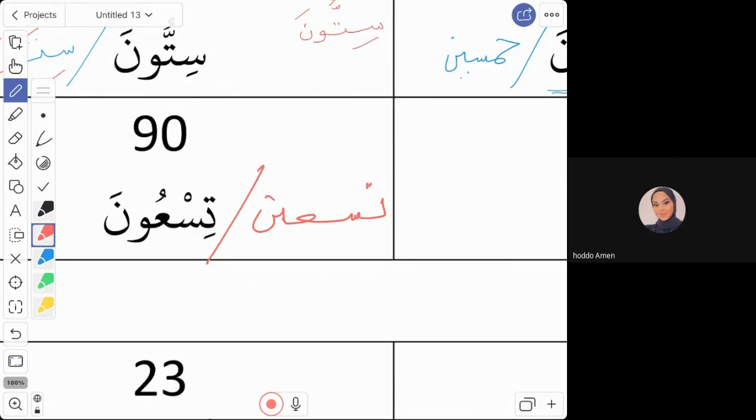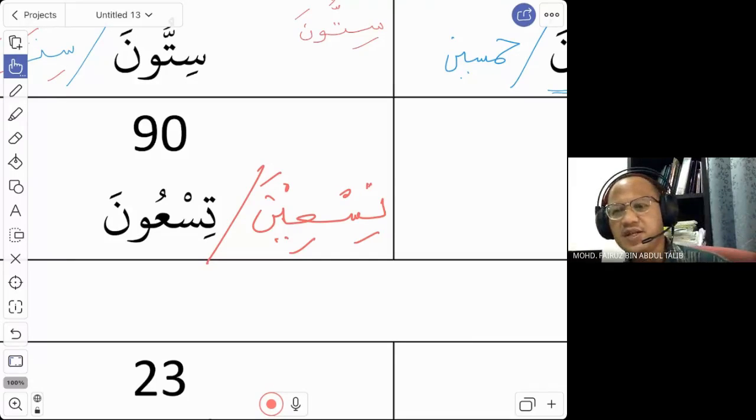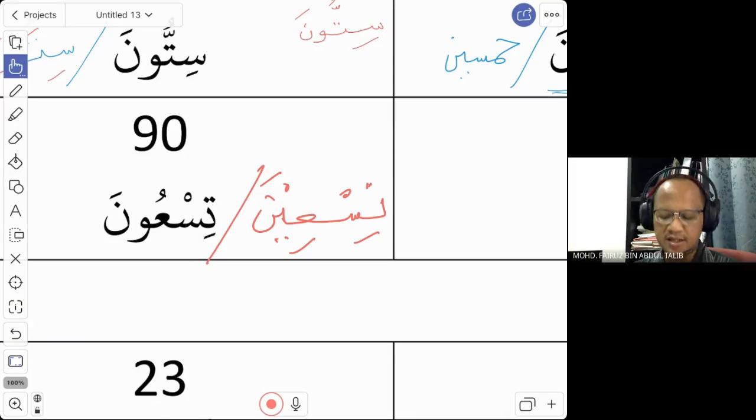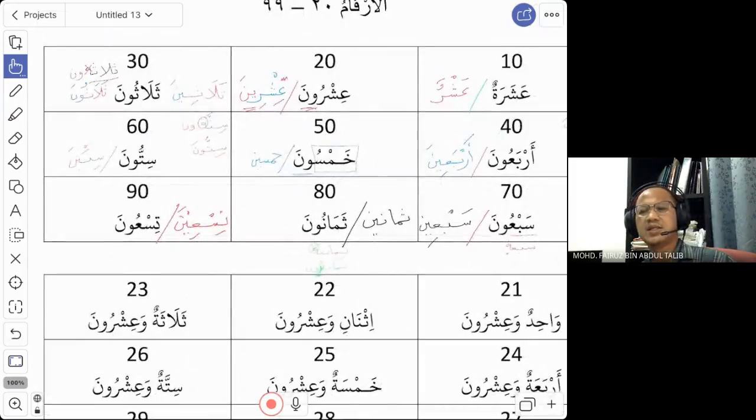Tis'in. Yeah. Okay, so this is just another version of the numbers from 20 to 90. Ishrun, ishrin. Thalathun, thalathin. Arba'un, arba'in. Khamsun, khamsin. Sittun, sittin. Sab'un, sab'in. Thamanun, thamanin. Tis'un, tis'in. Okay, so done with the numbers until 90.